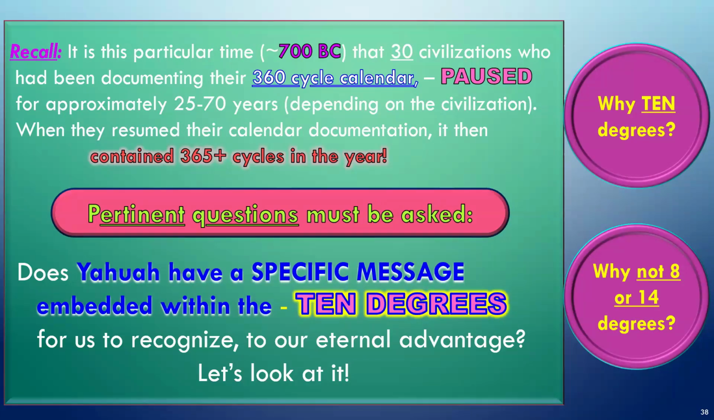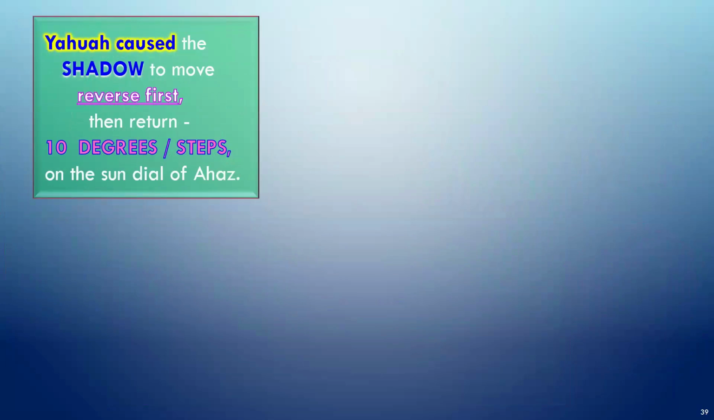Are we paying attention? 10 degrees. Yahuwah caused the shadow to move reverse first, then return 10 degrees or 10 steps. The steps are the format of the sundial. Note whose sundial it was on. It was the sundial of Ahaz.